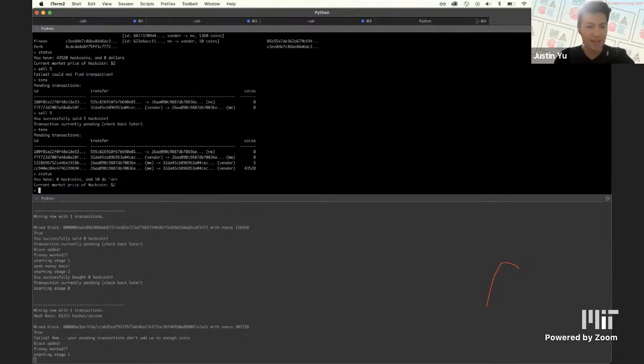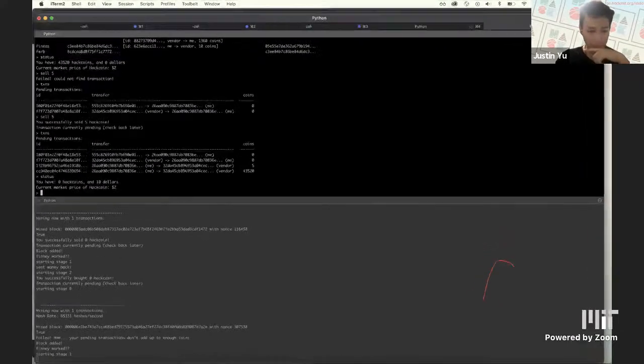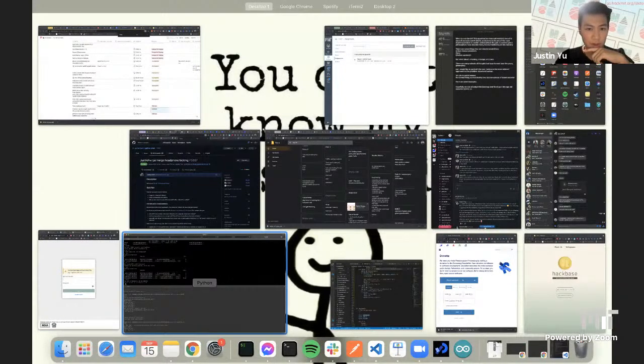What I notice is that the vendor who's taking my Hackcoin will send me $10 before the Hackcoin actually reaches the blockchain. And that's a crucial observation because when the transaction is still pending in the transaction queue, it's actually not verified yet. And this is the crucial exploit that you can use to basically cheat and get more money. So how does this work? Let me go back to my slide.